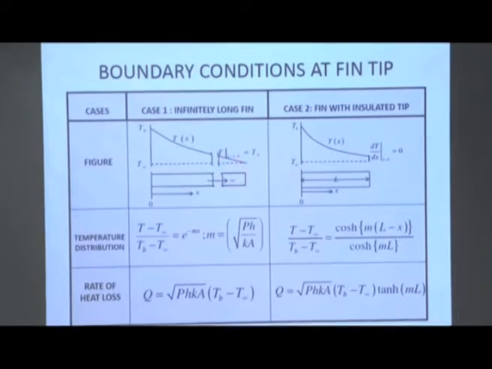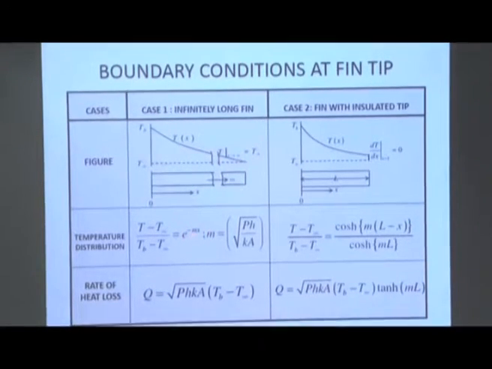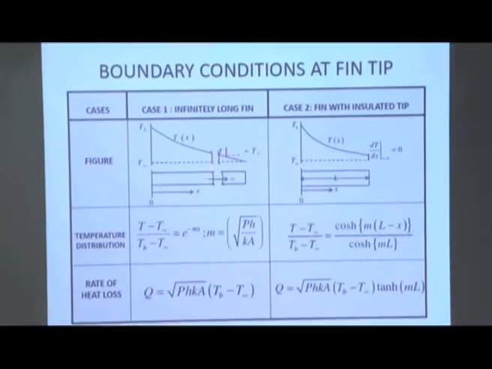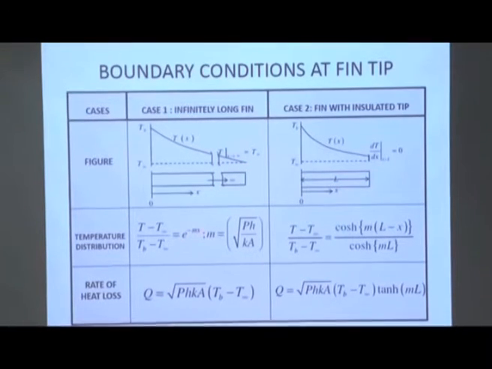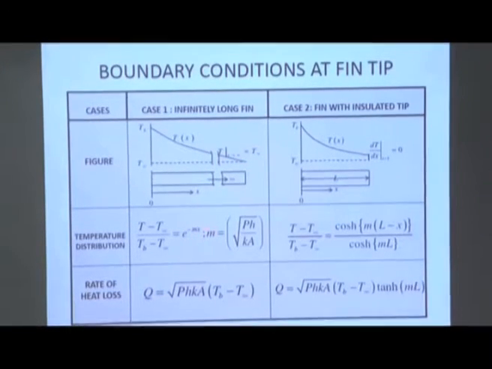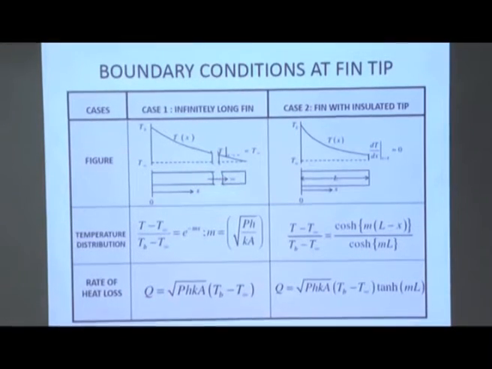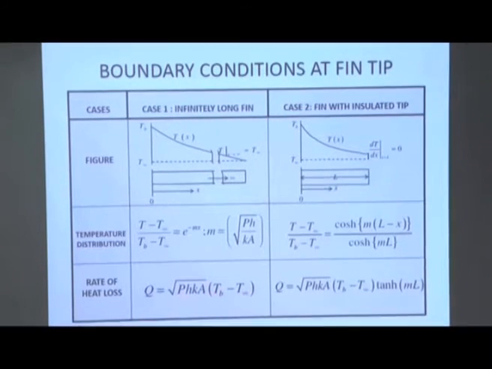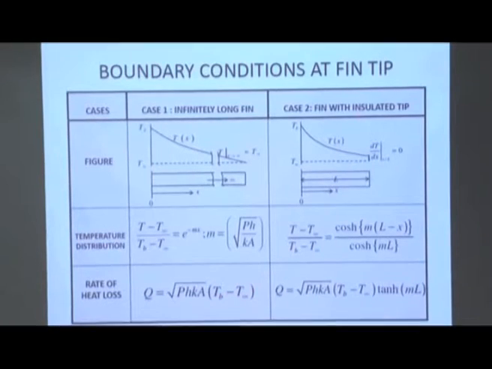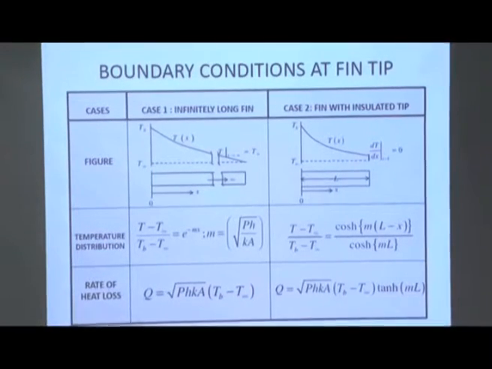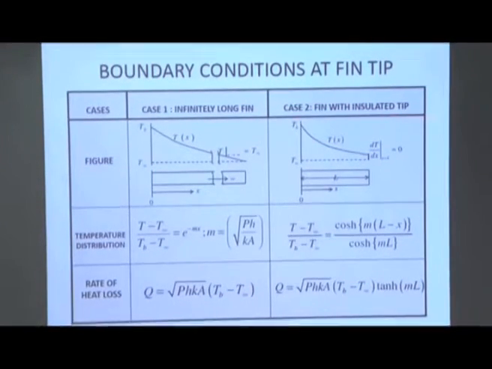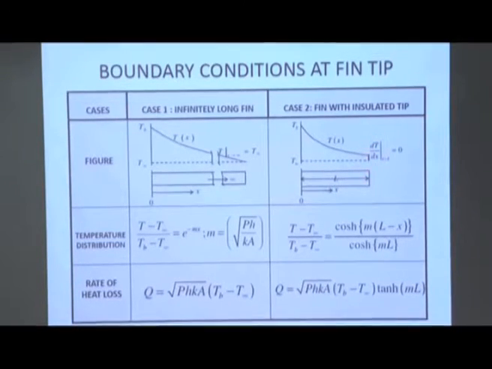Another thing is that this type of solution at the same time gives a zero slope: dT/dx is 0 when x tends to infinity. And the heat transfer rate accordingly is given by the square root of hPkA times (Tb minus T infinity). Case 2 we discussed: fin with insulated tip, where we impose the boundary condition dT/dx equals 0.